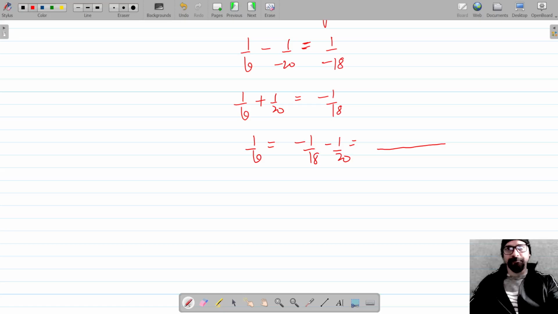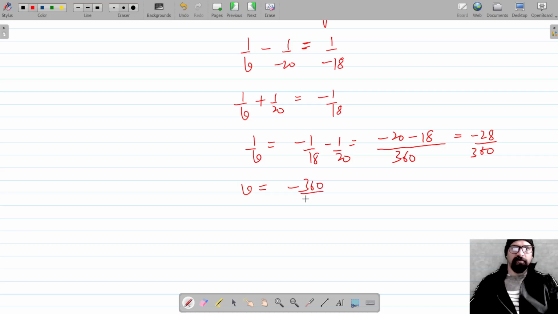So now the LCM of 18 and 20 is 360, which gives me negative 20 minus 18, which is equal to negative 28 by 360. That means v is equal to negative 360 by 28, and this is now 14, 187, and 90, which is equal to minus 90 by 7.